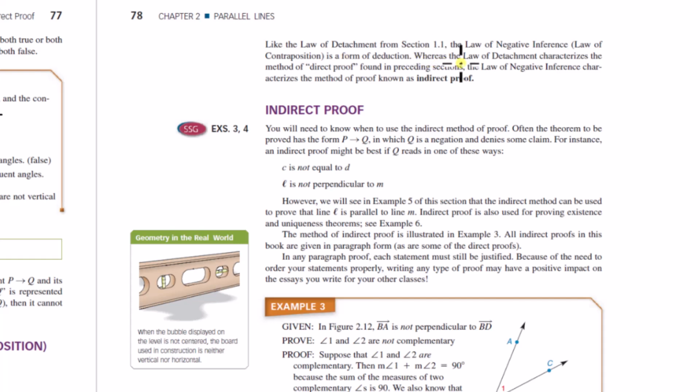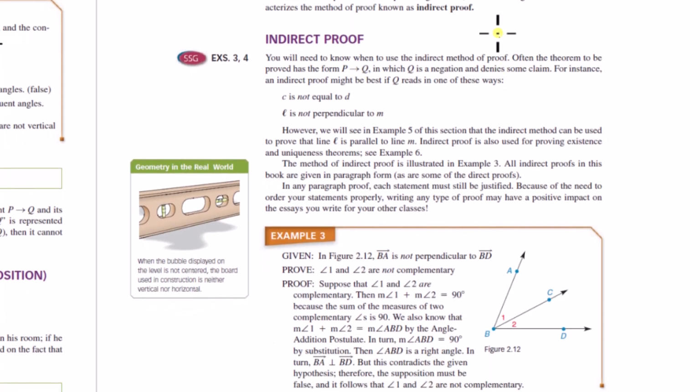All right, but whereas the law of detachment characterizes the method of direct proof, found in the preceding sections, the law of negative inference characterizes the method of proof known as indirect proof. So, again, the law of detachment, if P then Q, and then P happens, that implies Q, is a method of direct proof, and all the proofs we've looked at so far are this form of direct proof. But the law of negative inference, or the law of contraposition, is an indirect proof method. We haven't done any of these yet. So let's take a look at this indirect proof method.